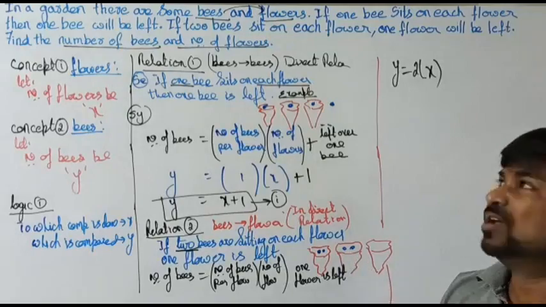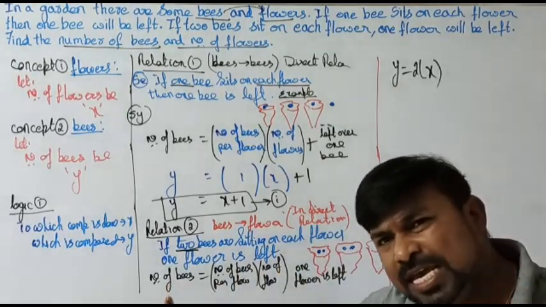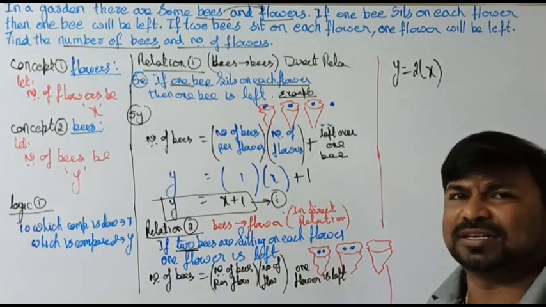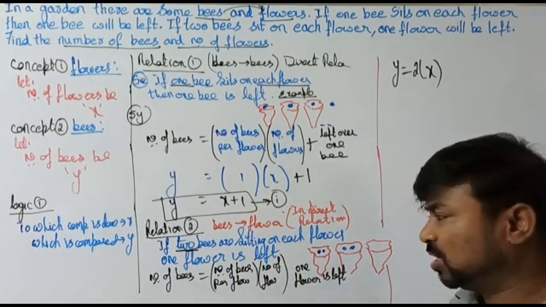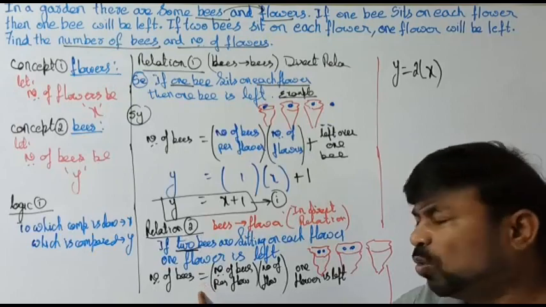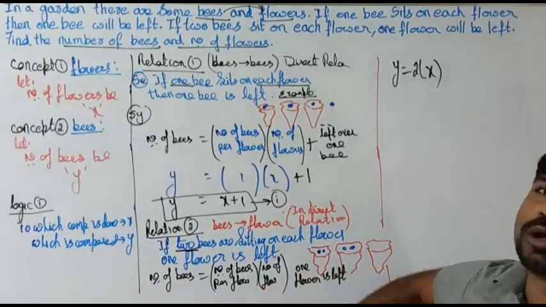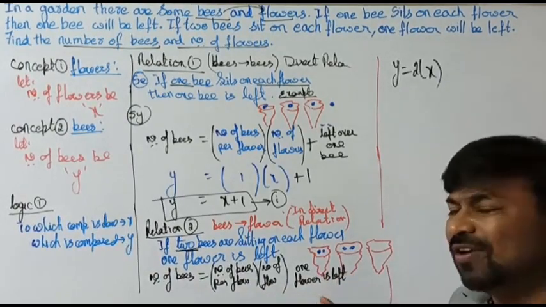1 flower is left. Here we are talking about bees, and here he is talking about flowers. How can we relate bees and flowers? We can't relate them in an equation. When we say equals, here we should talk about bees, and this side also we should talk about bees only. We can't talk about a flower.